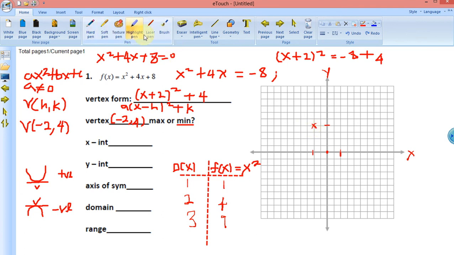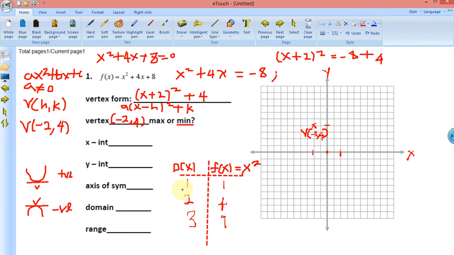Let me just use the laser to show you. See, it's blinking. So that is the vertex. That is the starting point, and the vertex is minus 2, 4. Don't forget, guys. Okay, so that's how we're going to start. Now, don't forget this formula, x plus 2 squared plus 4. So let's get started with the graph now.